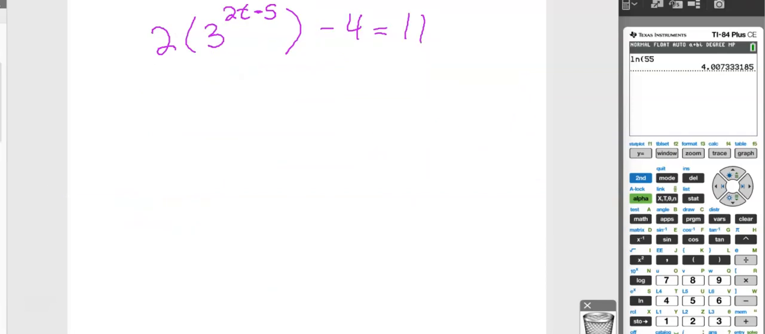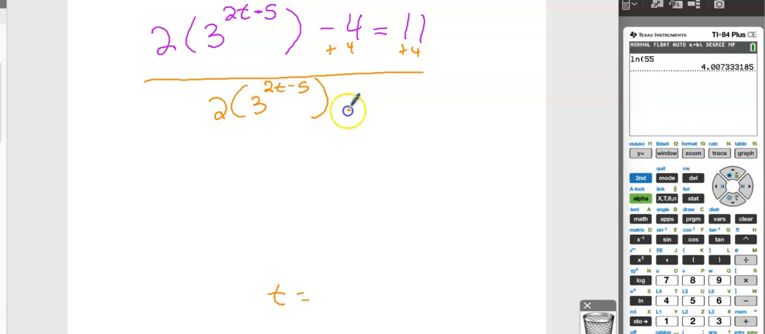Here, again, we want to solve for t. Notice where t is located. It's located up in the exponent. So we've got to use the right algebra steps to solve it. First we're going to add 4 to both sides. Then we're going to divide both sides by 2. Once again, there are multiple ways to solve this equation from here. I'm going to show you 2 different ways, and you can choose which way to do it.